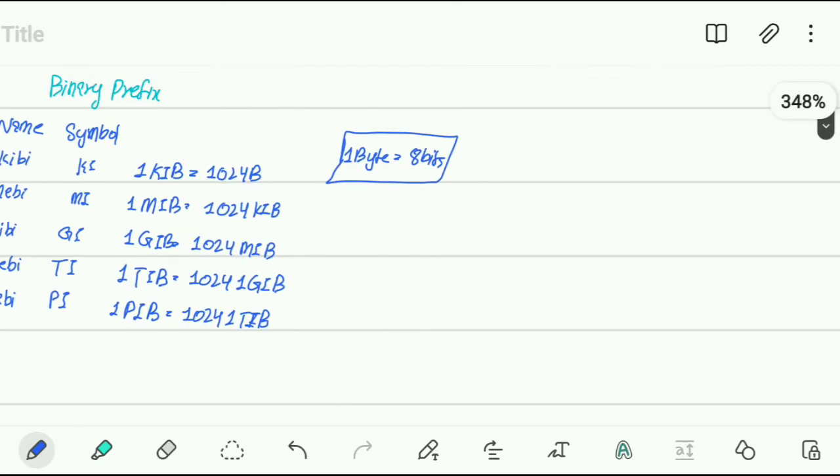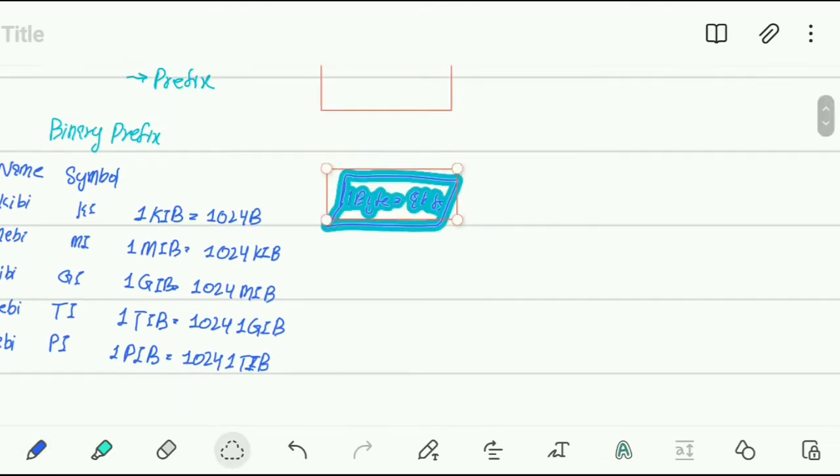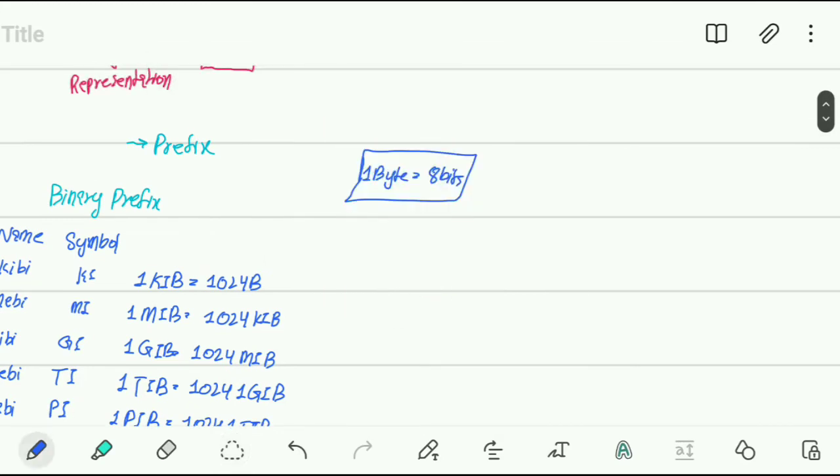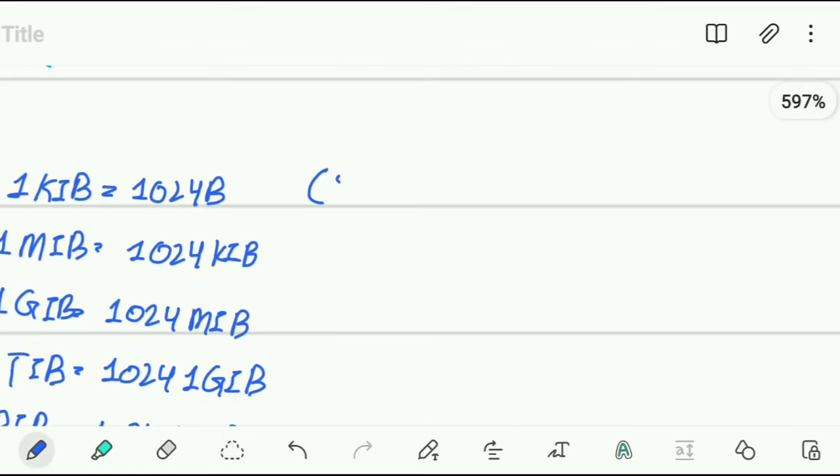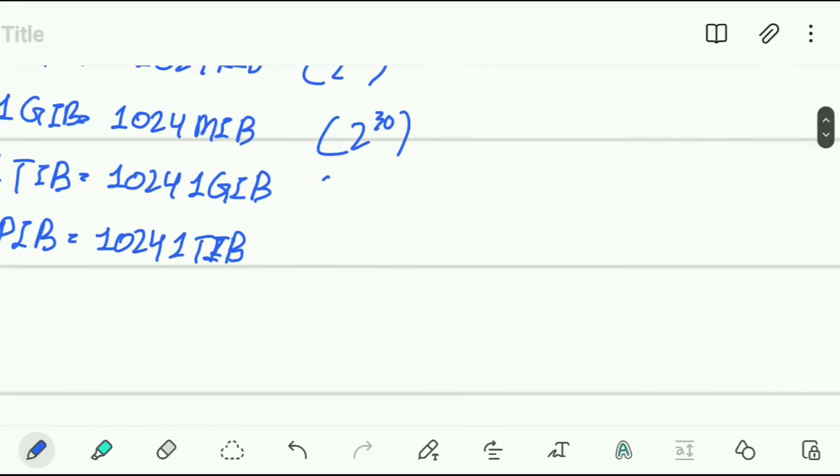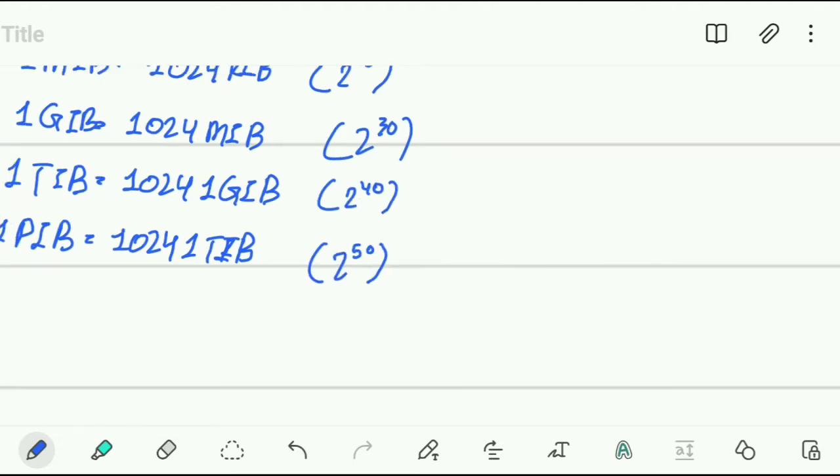Okay, so this is the binary prefix, and if we want to write it down in indices form, then we can write it down like this: this is 2 to the power 10, this is 2 to the power 20, this is 2 to the power 30, this is 2 to the power 40, and this is 2 to the power 50.